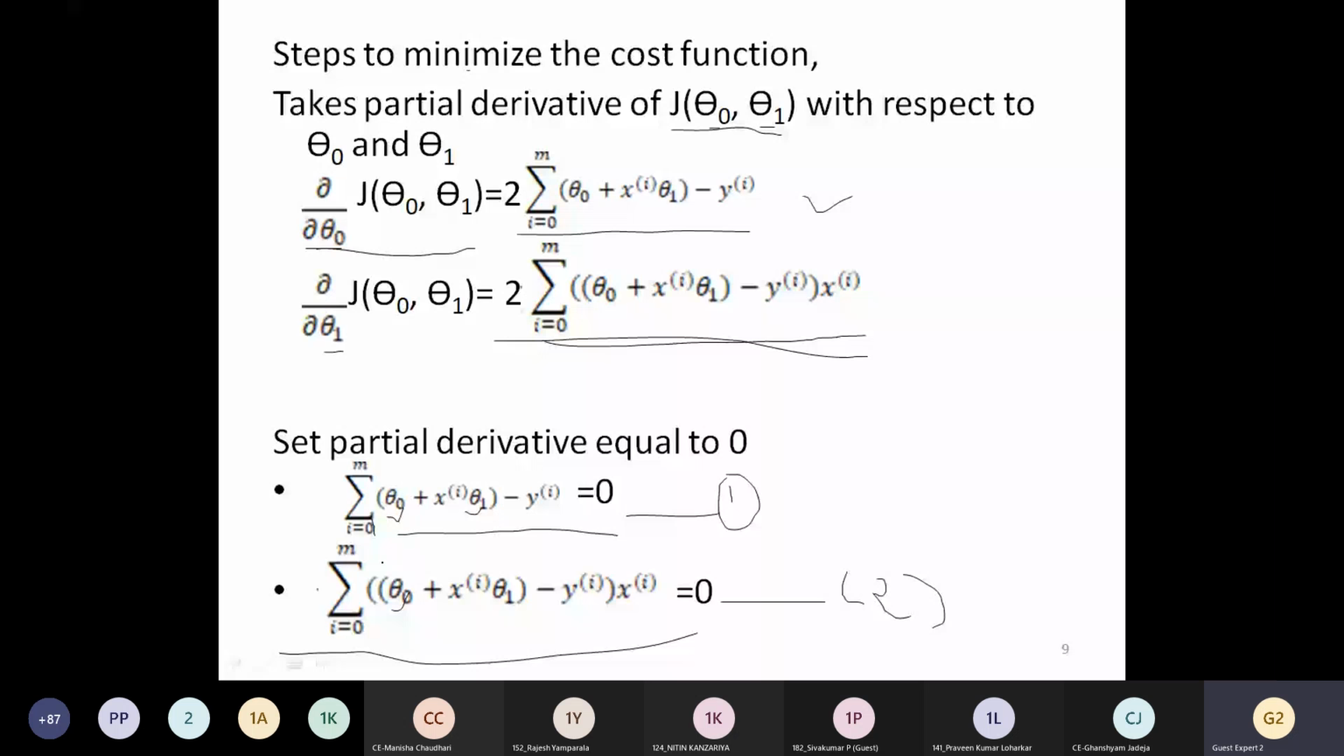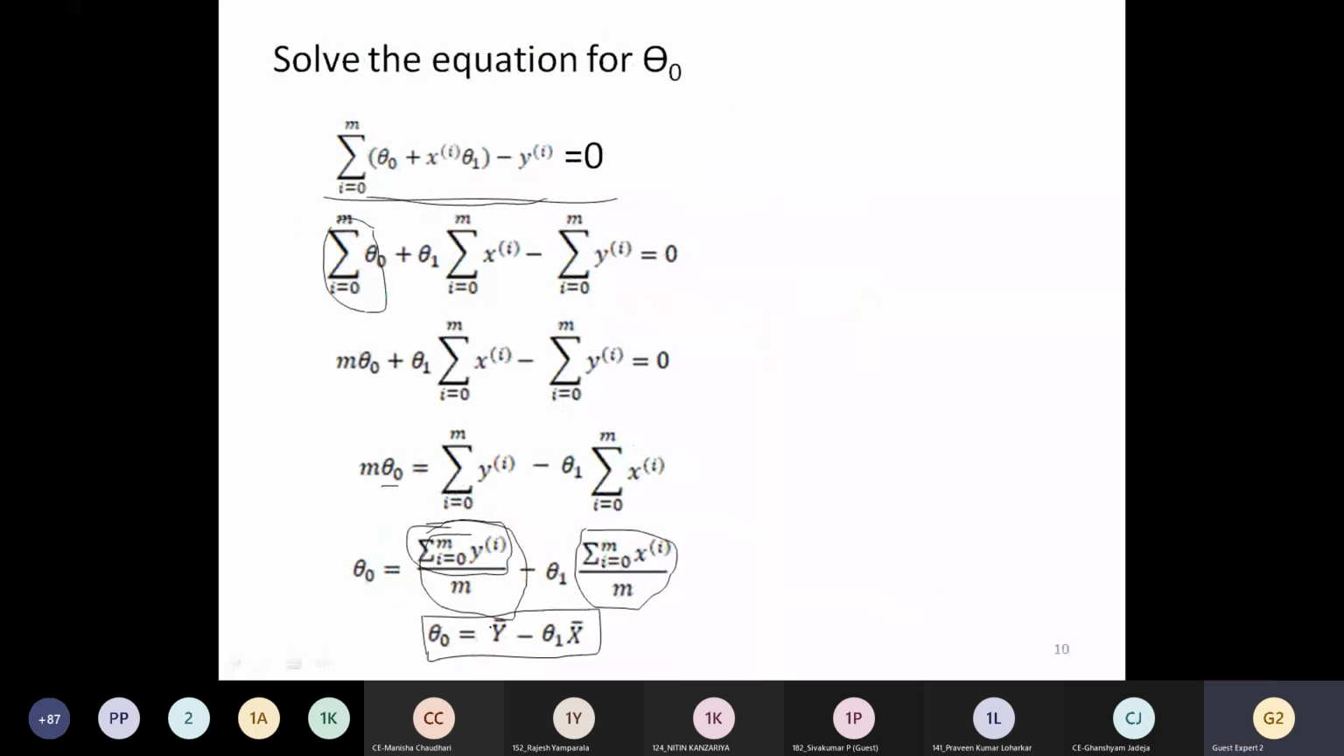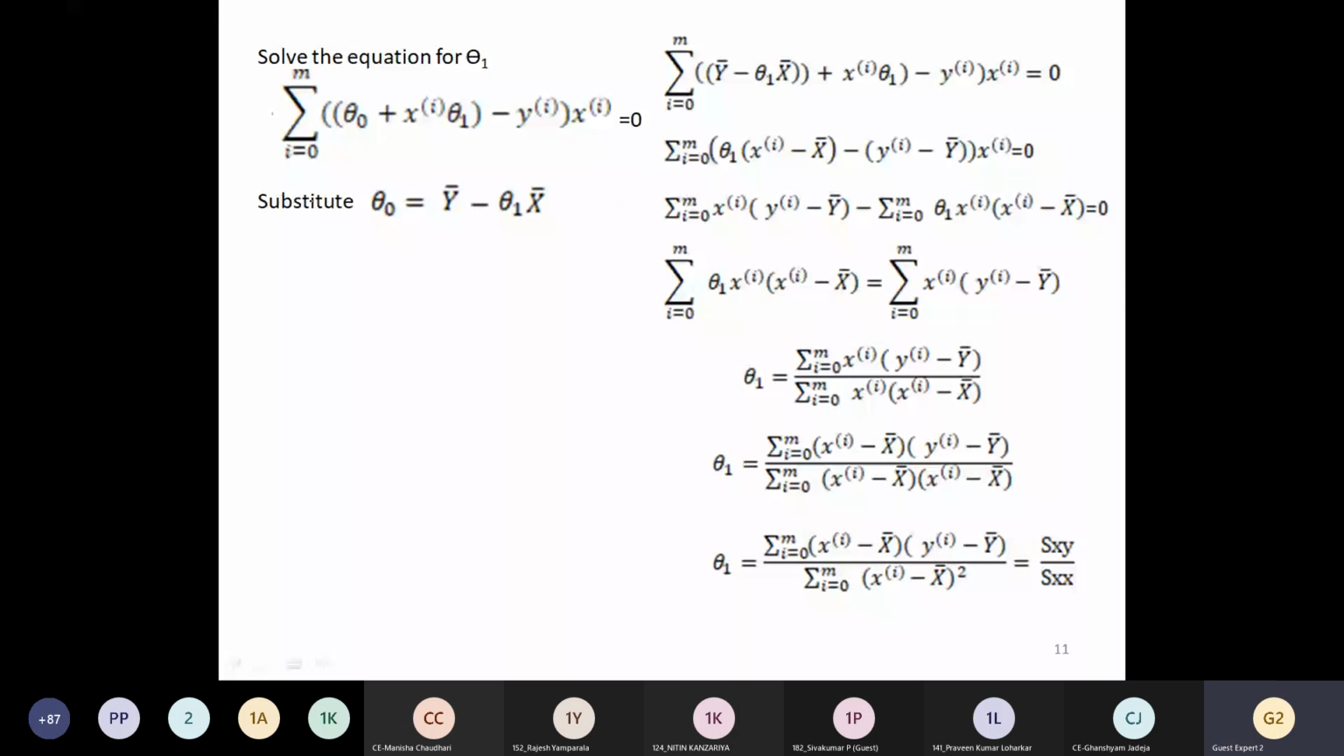Now we are taking the second equation, and we want to solve it. In the second equation, if I put the value of theta 0, I will get the equation of theta 1 in terms of x and y. So this is my second equation. I am substituting the value of theta 0 in this equation, so I'll get this. Now I am rearranging, that is, arranging the terms. I am putting theta 1 terms together and y terms together, and they are multiplied with xi.